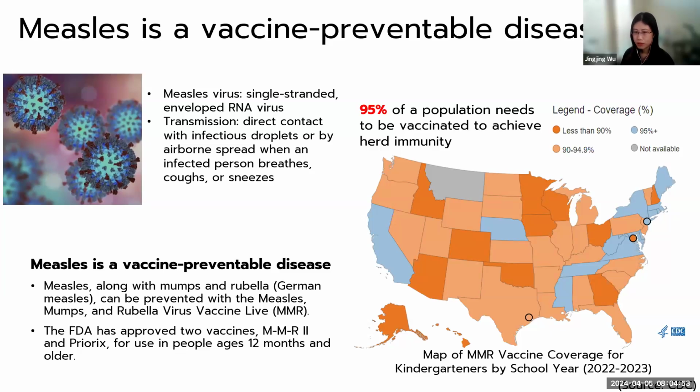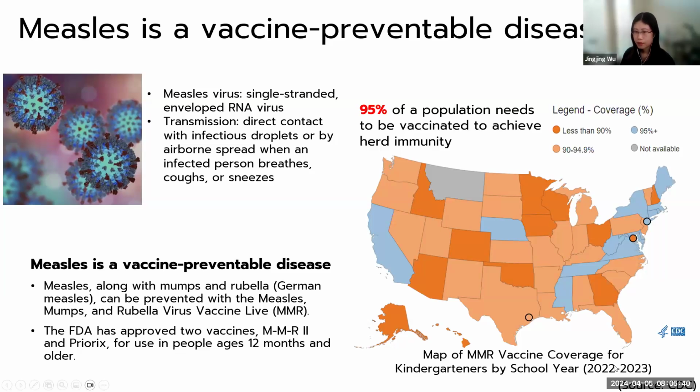Measles, along with mumps and rubella, can be prevented with the MMR vaccine. The FDA has approved two vaccines for use in people aged 12 months and older. However, the herd immunity, which is also known as population immunity, can only be achieved when more than 95% of a population is vaccinated. According to the CDC report, the national coverage for MMR vaccine was only about 93% for the past school year in the US. That's the third straight year the rate falls below the 95% threshold.